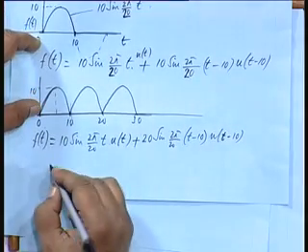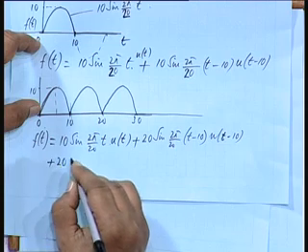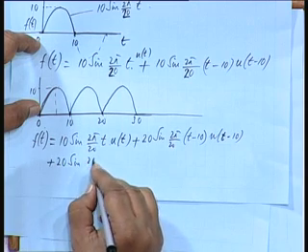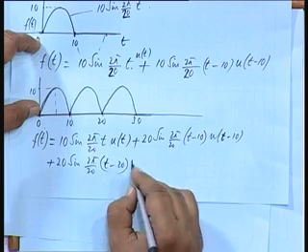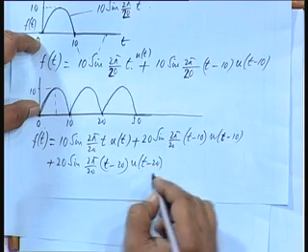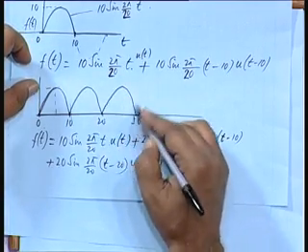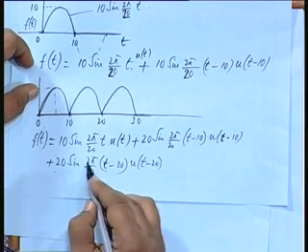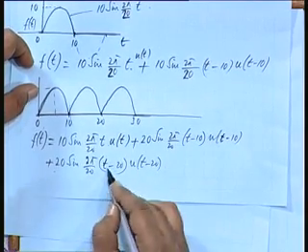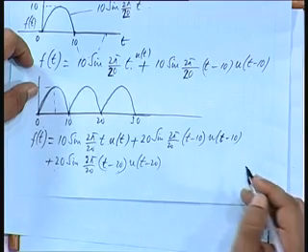So, plus 20 sine 2 pi by 20 (t minus 20) u(t minus 20), and by similar logic you keep on adding 20 sine 2 pi by 20 (t minus 30) u(t minus 30), (t minus 40) u(t minus 40) and so on.